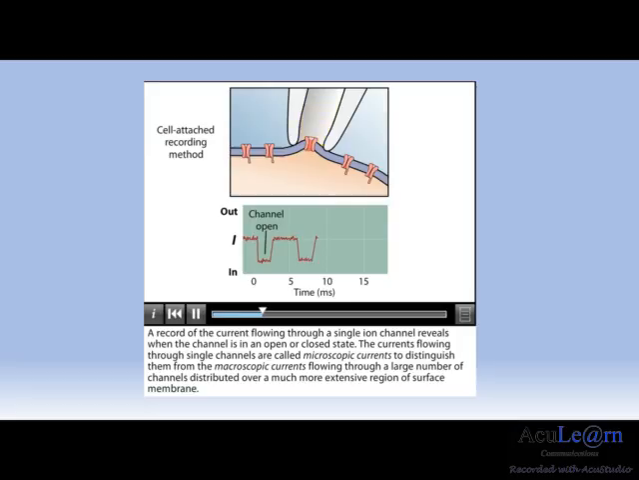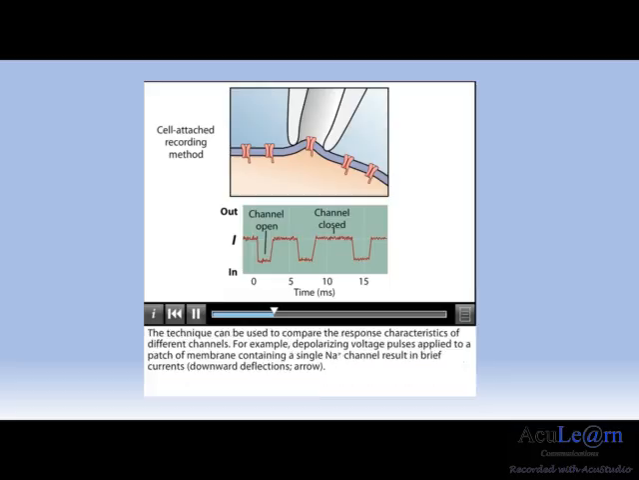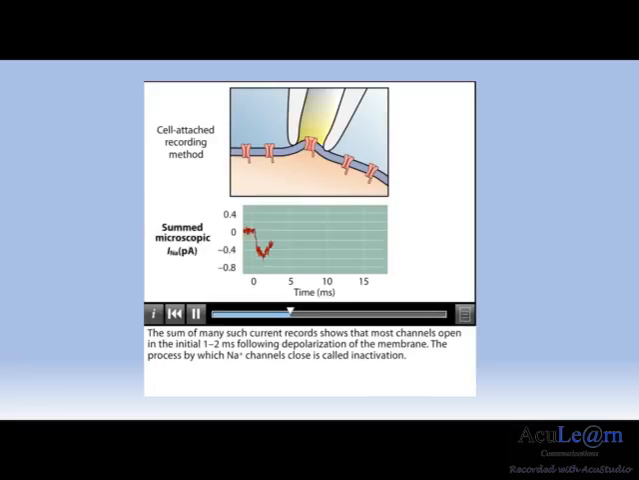The currents flowing through single channels are called microscopic currents, to distinguish them from the macroscopic currents flowing through a large number of channels, distributed over a much more extensive region of surface membrane. The technique can be used to compare the response characteristics of different channels. For example, depolarizing voltage pulses applied to a patch of membrane containing a single sodium channel result in brief currents, the downward deflections. The sum of many such current records show that most channels open in the initial 1 to 2 milliseconds following depolarization of the membrane.